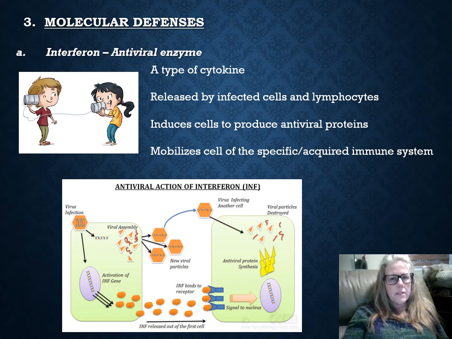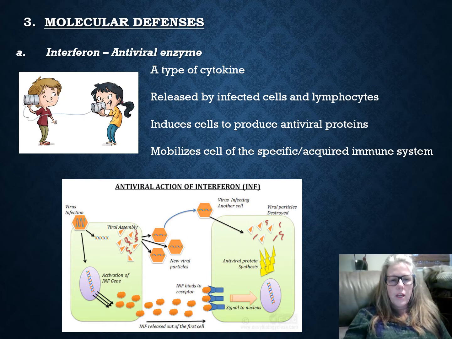If you've never heard of a cytokine before, cytokines are molecules produced and released by an immune cell that is picked up by another type of immune cell. So interferon is a type of communication between two immune cells. That's why I have the two girls talking, to help you remember that interferon is a type of molecule that's used for communication. Now, interferon is released by infected cells and also lymphocytes.